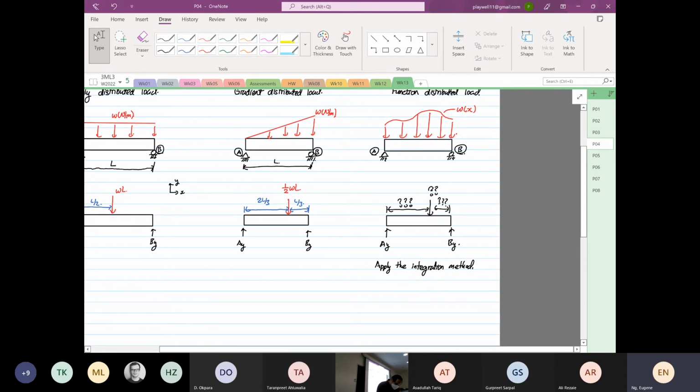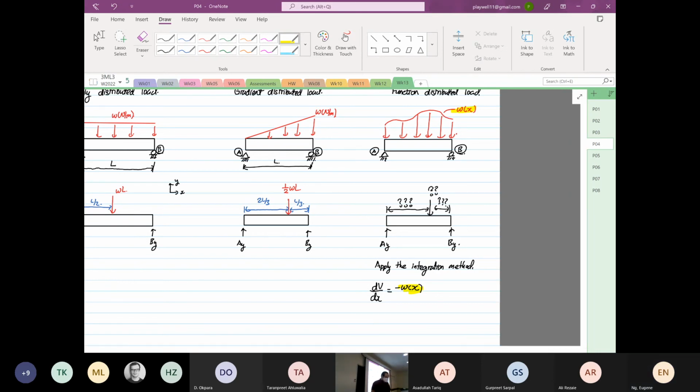So the first thing we have to write is dV over dx is equal to minus omega as a function of x. Let's do this first. dV over dx is equal to a function of minus omega x. So what is omega x? The omega x you see over here and the omega x you see over there have the same function.